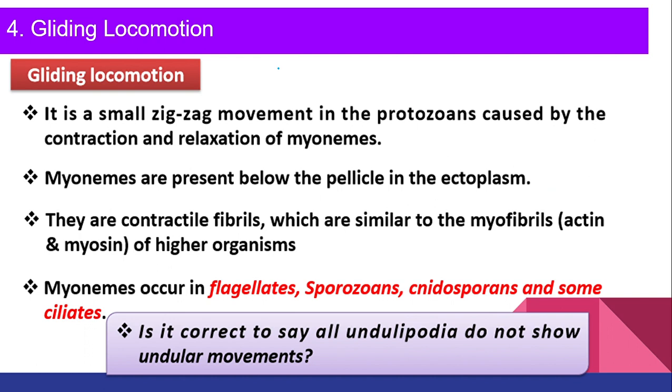Now the last one is gliding locomotion. Gliding locomotion is the small zigzag movement in protozoans caused by contraction and relaxation. Simple example if I want to give you. Now suppose you have eaten something. So here is your mouth.